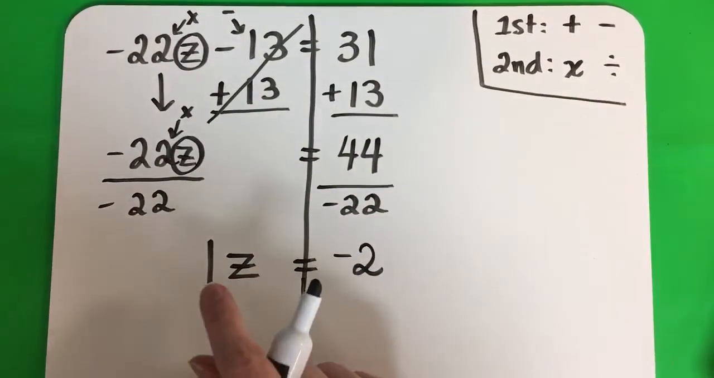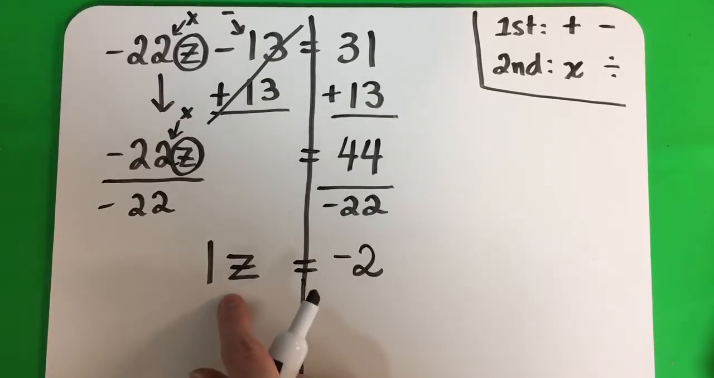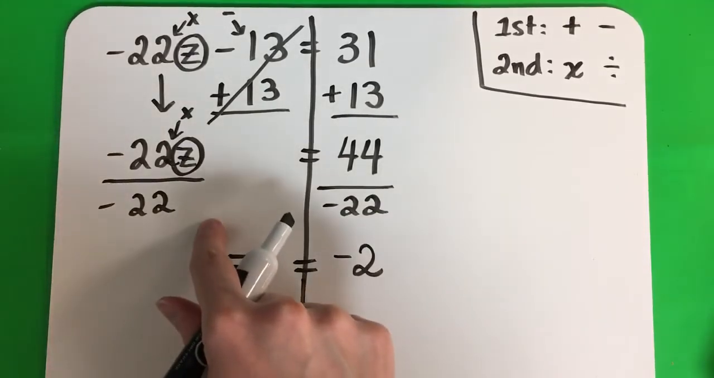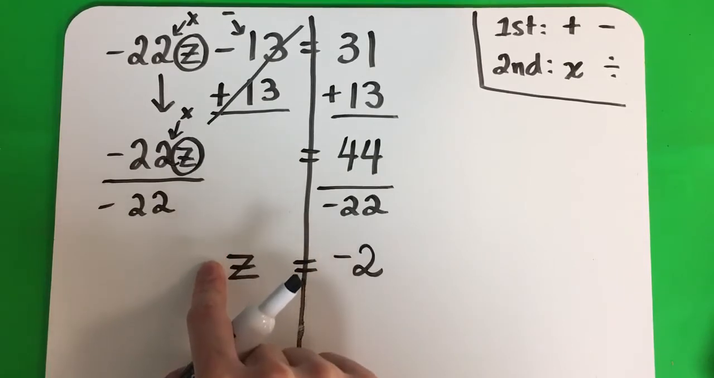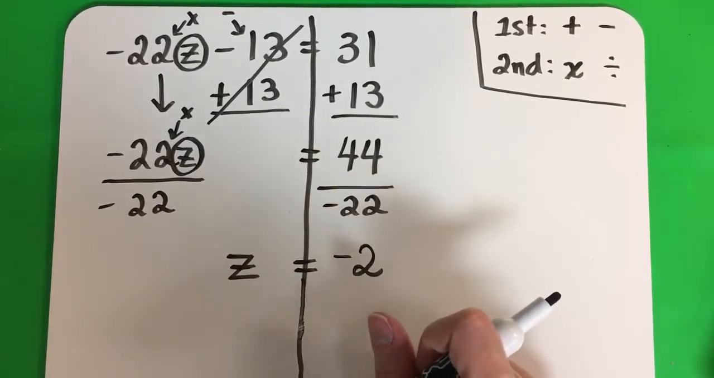Now, if you have a 1 in front of the letter, it is optional and you can erase it. Si tiene el número 1 enfrente de la letra, es opcional. Puede borrar el número 1. So, only with the number 1, solo con el número 1, puede borrar.